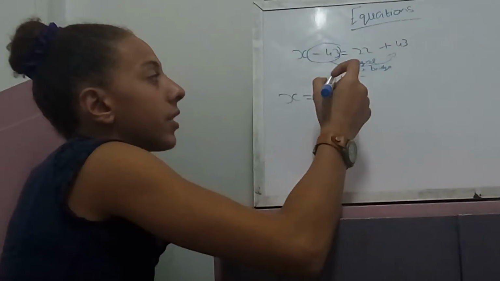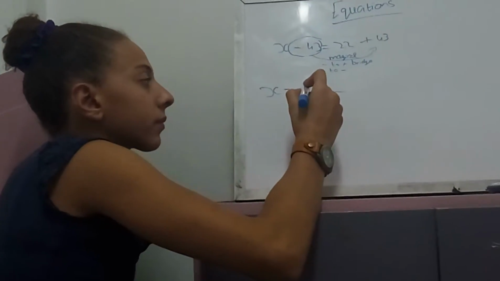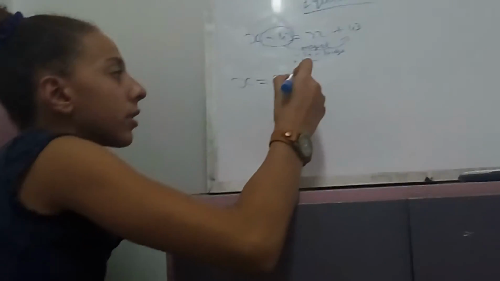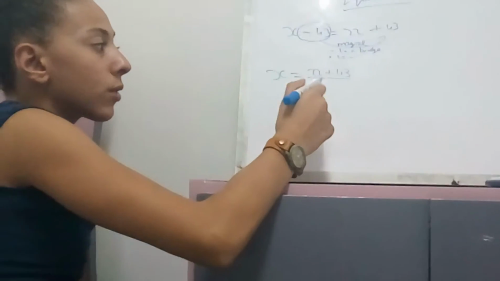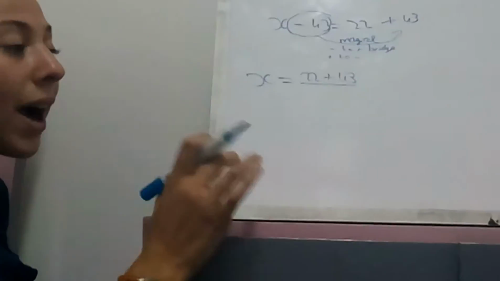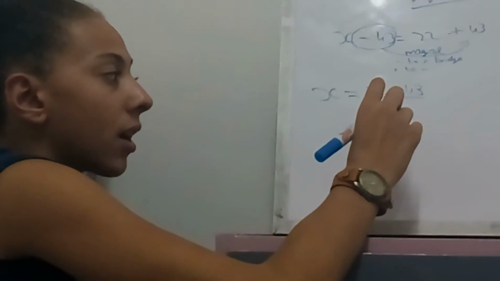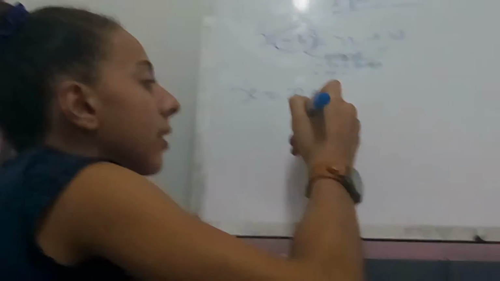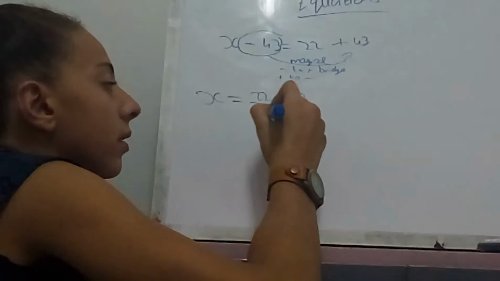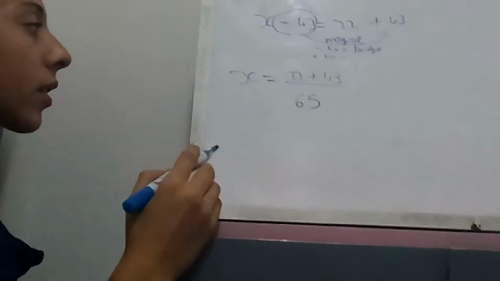Okay, so here is the rest of the equation. It will be 22 plus 43. Okay, so x equals 22 plus 43. So how will we do this? We'll do 22 plus 43. Okay, so it will be 65. So the answer will be x equals 65.